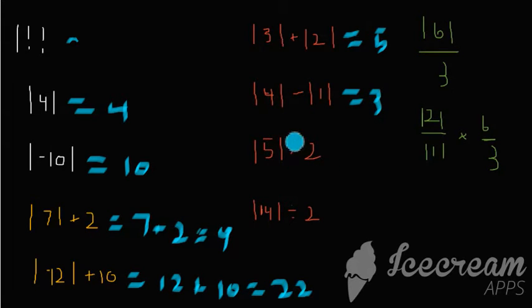And then we did some multiplication. Absolute value of 5 times 2 is 5 times 2, and that is 10. And then division: absolute value of 14 divided by 2 is 14 divided by 2, which is 7.